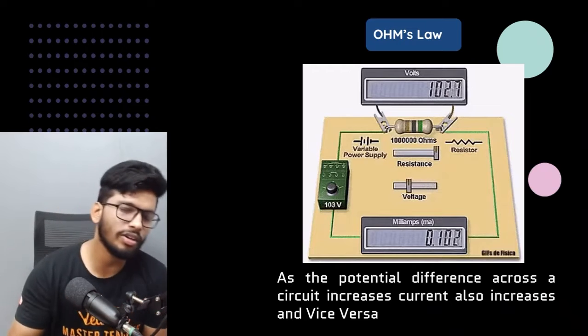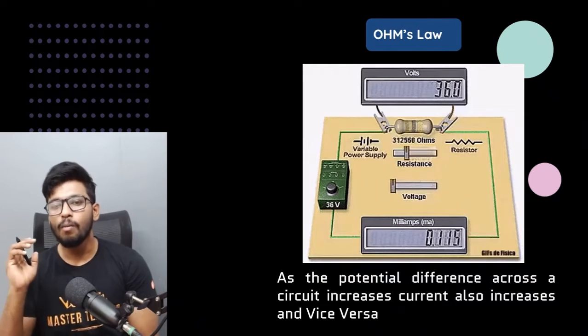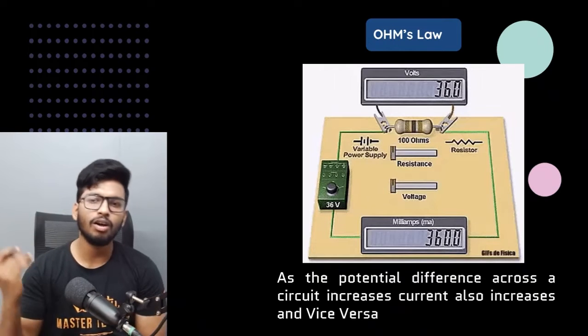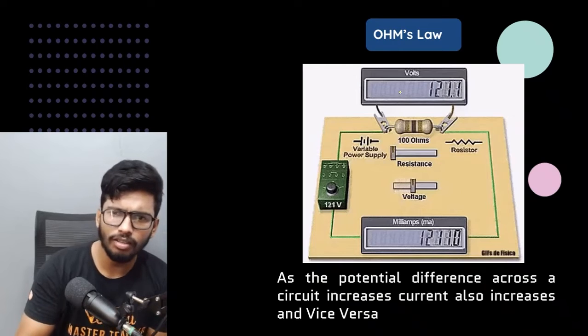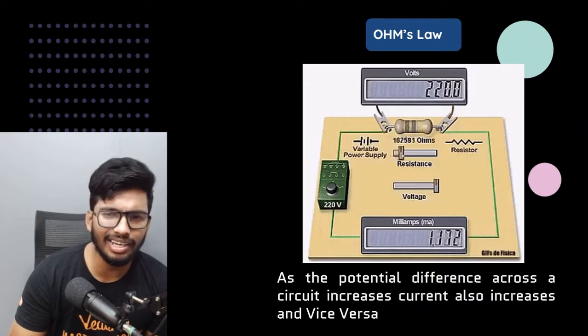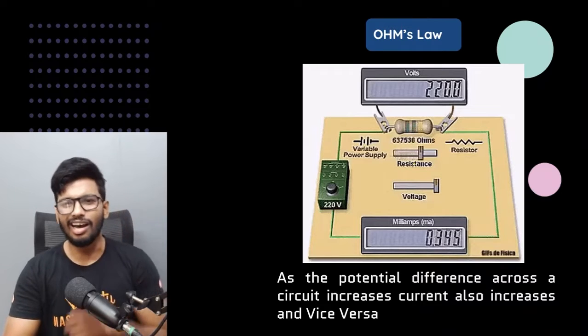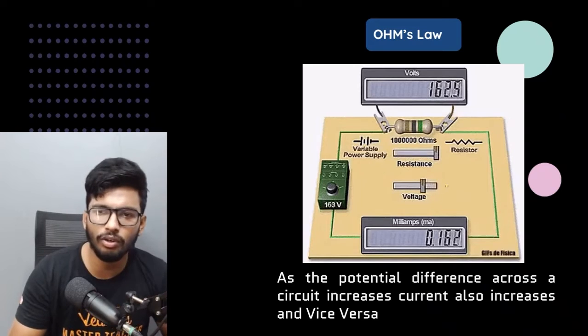Now, what is Ohm's law? It is nothing but a very simple theory which states that the more the potential difference, the more the current. So for example, people, imagine I have a circuit. If you look at this over here, I've kept the resistance constant. I'll tell you what resistance is in a minute, but I just want you to look at this GIF right now. I want you to look at the voltage.